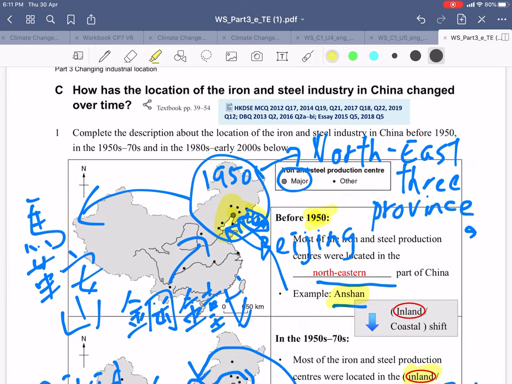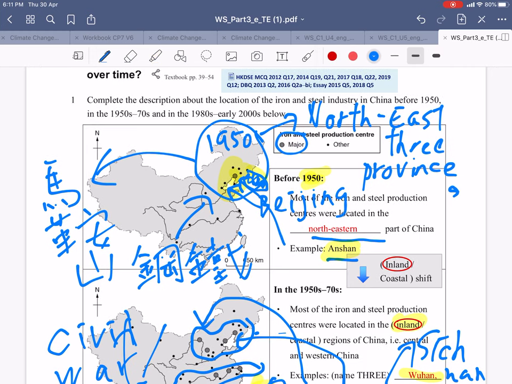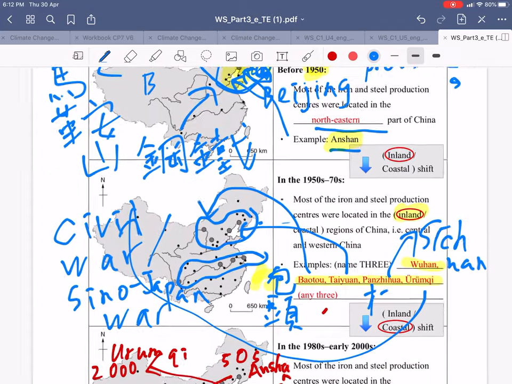So let's have a look at the distribution. It's a bit lousy here, but in general, I would like to remind you that first of all, the iron and steel plant is located in here. Then secondly, it changed to this area. This is Northeast China. And then the next timeline, which is in this area.